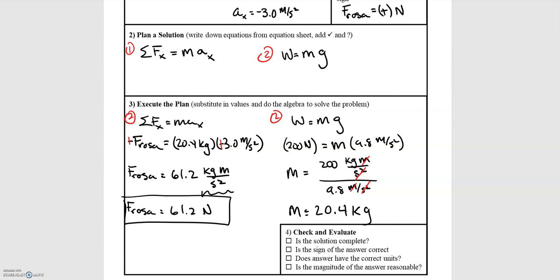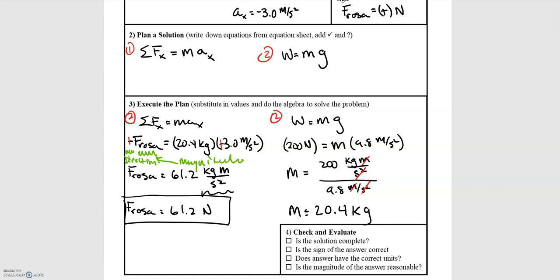The direction comes in, and the direction came in here when we placed the negative sign because the force was pointing to the left. This portion here, the force of Rosa, that's going to be a positive quantity because that is our magnitude. So this is our direction. And then this part is our magnitude.